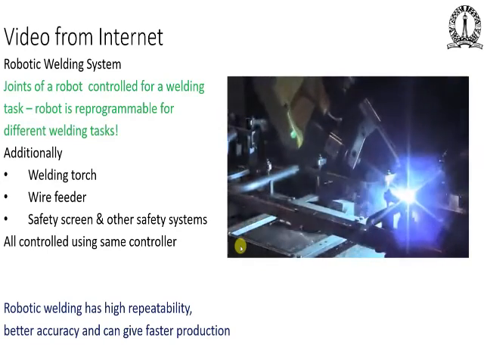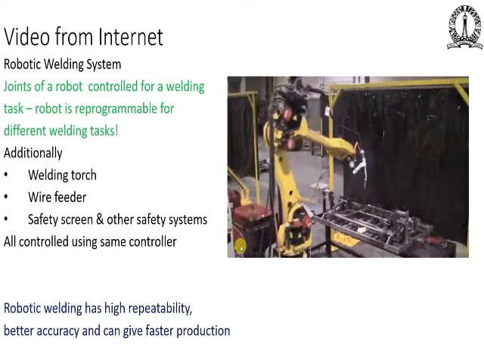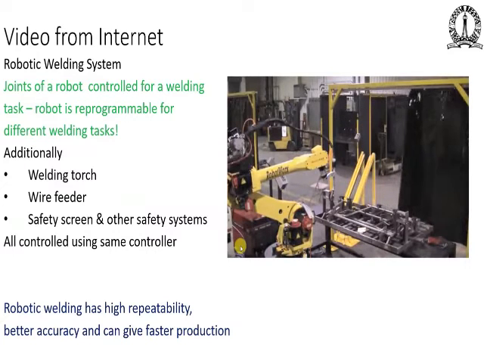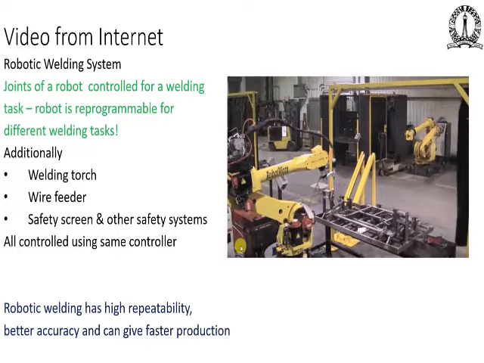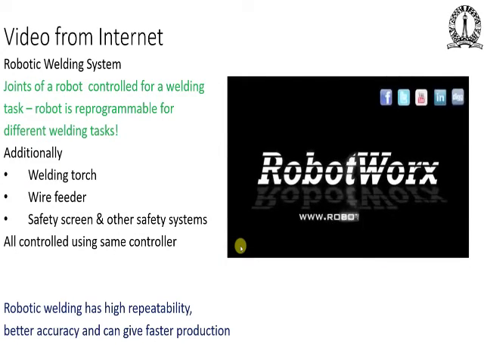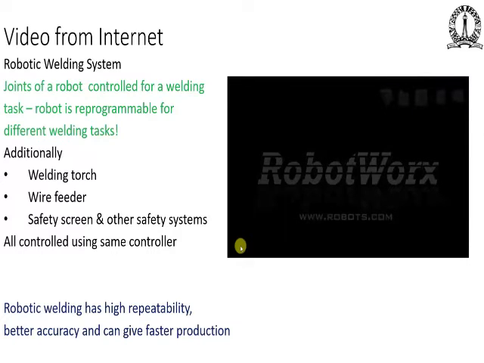Initially you could see a black curtain went in front, and at the end of the welding you will see the black curtain going back. All these things are controlled by the same controller, so they are synchronized. One of the advantages of robotic welding is that it has very high repeatability, it gives better accuracy, and it can give faster production.